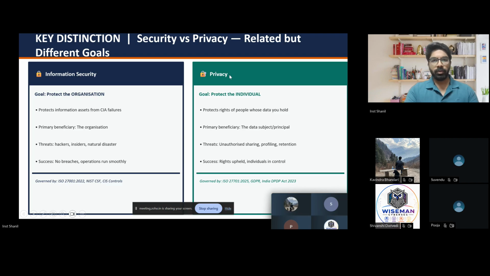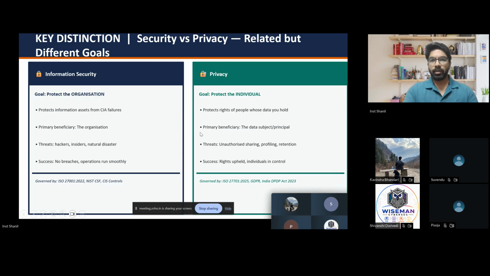Now, if you talk about privacy, its goal is to protect the individual, protecting the right of people whose data you hold, right? Primary beneficiary, the data subject or the principal. For example, if I'm holding your data, your contact details, your name, email IDs, so you become the data subject for me.